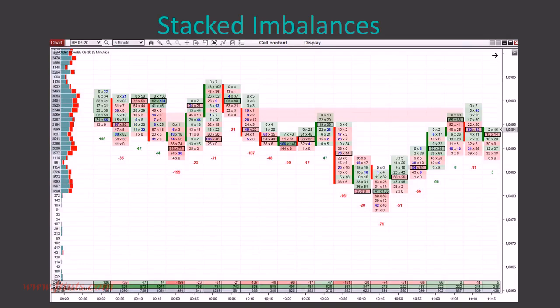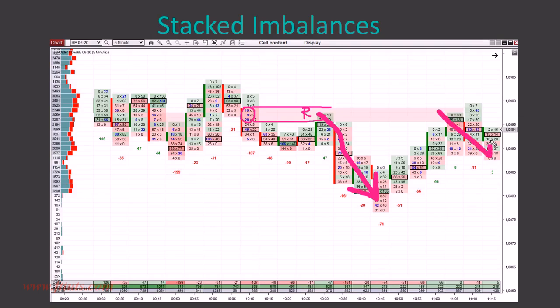Another example, this is a 5-minute chart. This would be sort of scalp trade actually. Those are stacked imbalances, stacked selling imbalances, which means aggressive sellers in here. And as you can see, those sellers are defending this resistance zone. And this is the reaction to it.